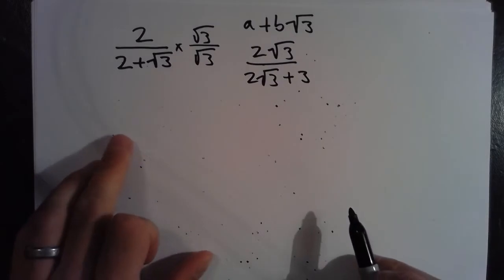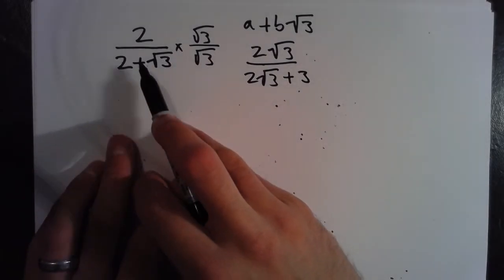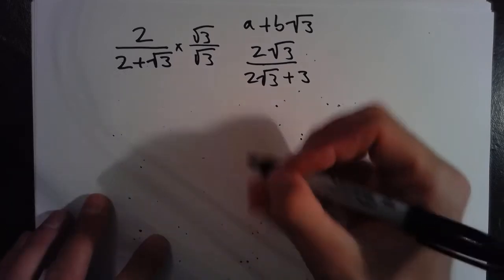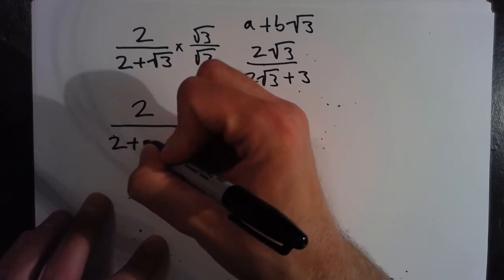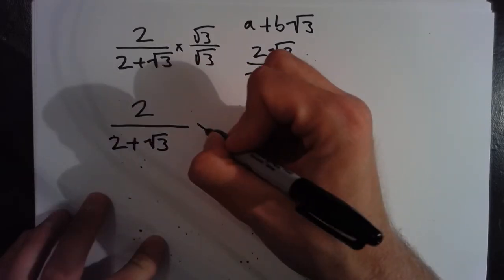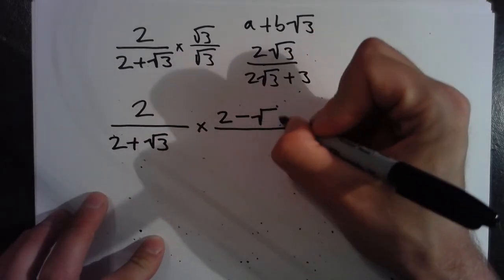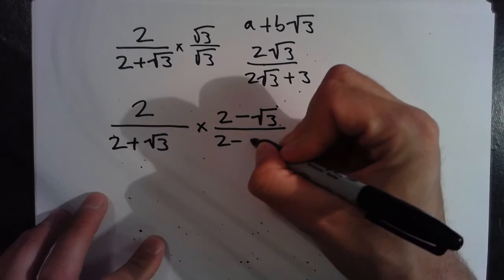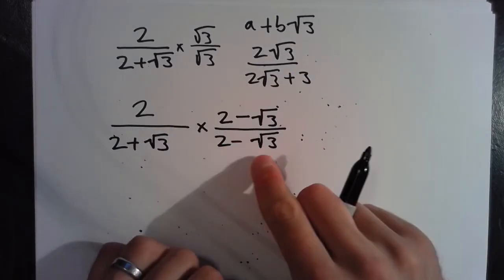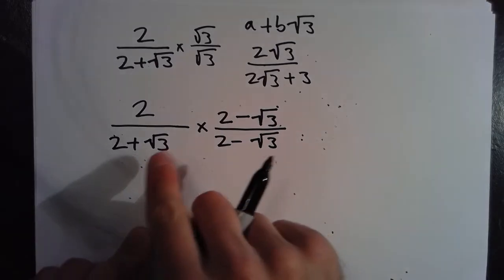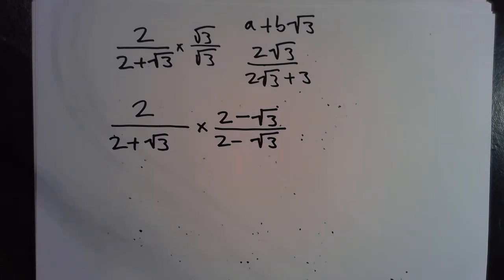So to do that, what I need to do is multiply the top and the bottom by the bottom, but I inverse the sign, and I'll show you why that is the case. So I have 2 over 2 plus the square root of 3. I then multiply the top and the bottom both by 2 minus the square root of 3. And remember, because I'm multiplying both the top and the bottom by the same number, this fraction effectively equals 1, which means I'm not changing the value of this fraction. The reason I'm doing this is to make my algebra easier.